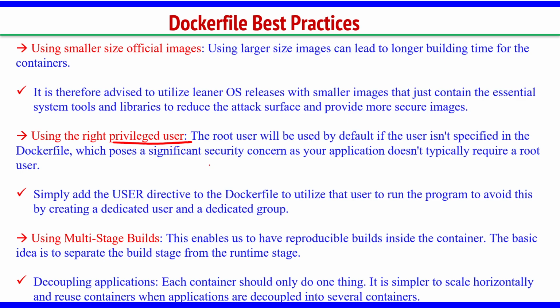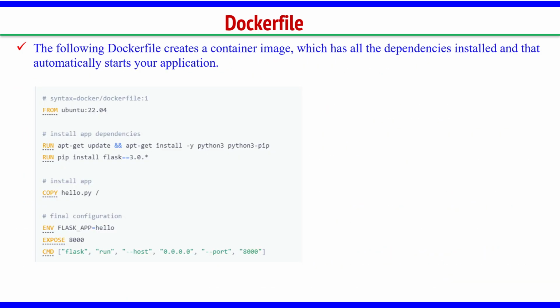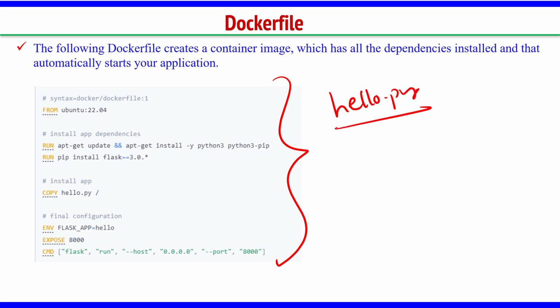Here again, the root user will be used by default. In Linux you are aware of the root user, the default user. If the user isn't specified in the Dockerfile, it poses a security concern. You see here, in this command I have written docker build -t test . and executed all these commands. My Dockerfile, my hello.py, everything runs as the default user.